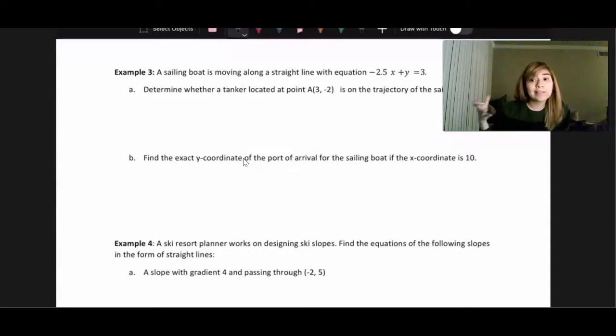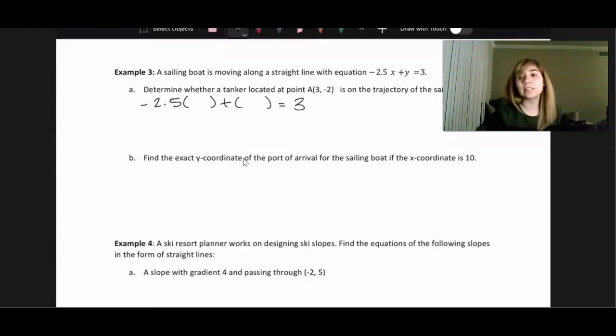So what you do is you plug it into the equation, and if it gives you a true statement, such as 20 equals 20 or 30 equals 30, then yes, it lies on that line. If, however, it gives you a false statement, like before, where you got 30 equals something that's not 30, like 30 equals 5, then no, it does not lie on the line. But let's actually try it out. So we have negative 2.5x, I'll substitute my x in a bit, plus whatever your y is, equals 3.